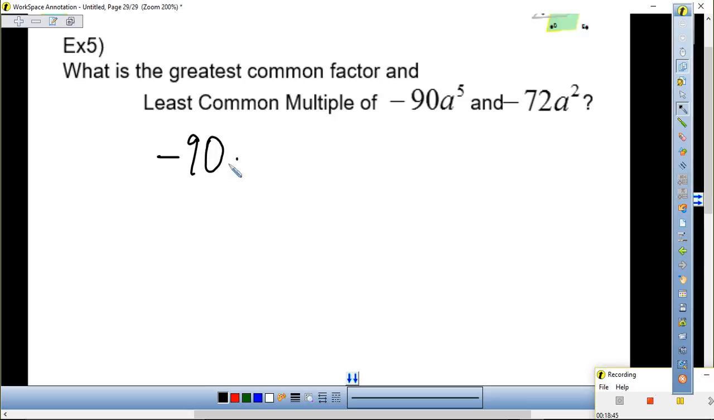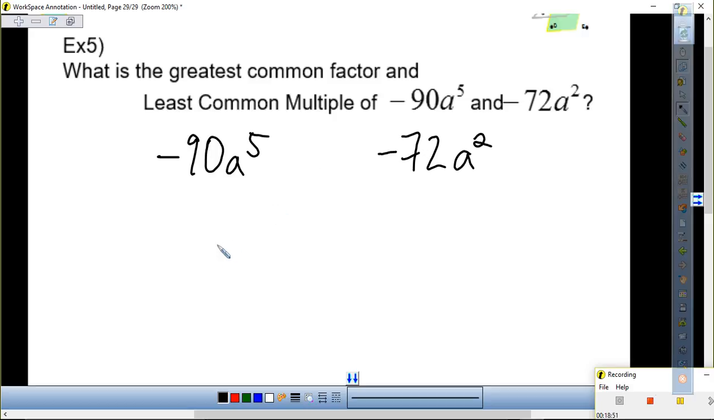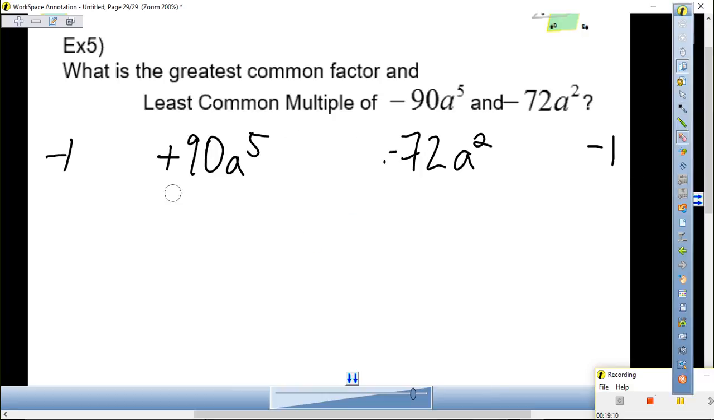Negative 90a to the 5th, negative 72a to the 2nd. Before you get started, look up, please. Factor out the negative 1. So I'm going to write the negative 1 over here on the side for both. So now you're working with positives. Does everybody see what I did? Yeah. Okay. So now these are positive. The negative we'll add at the end when we get our prime factors, yes? See if you can do that one by yourself. Start with here. Let's go.